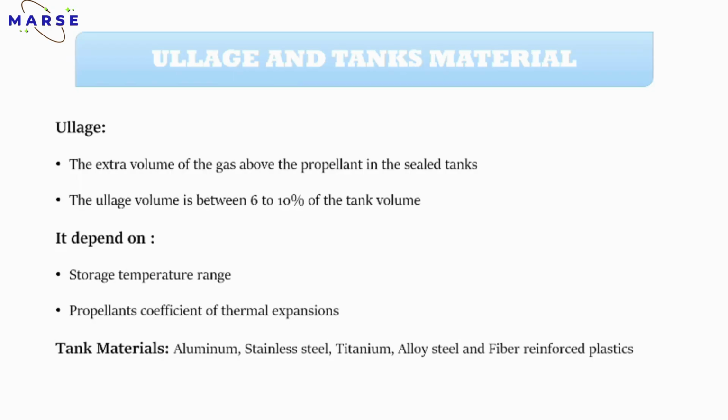The last one is the tank material: aluminium, stainless steel, titanium, alloy steel and fiber reinforced plastic. These are some of the materials we use for manufacturing any tank, for example the oxidizer tank or fuel tank. Understood, guys? So finally we have completed the fourth module. In that module we discussed each and every term and parameter related to the liquid propulsion system. I hope you got all the information and knowledge. Got it?